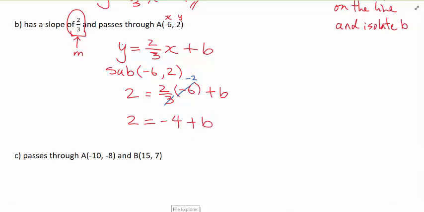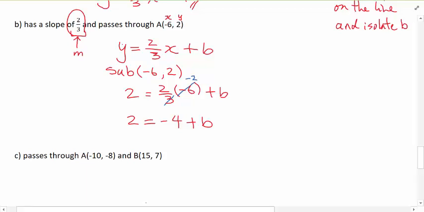But remember, you can do it multiple ways. Negative 6 divided by 3 is negative 2. Negative 2 times 2 is negative 4. You can also do it the other way. 2 times negative 6 gives you negative 12. Negative 12 divided by 3 is negative 4. Okay? It doesn't really matter which way. I usually like to do it this way.